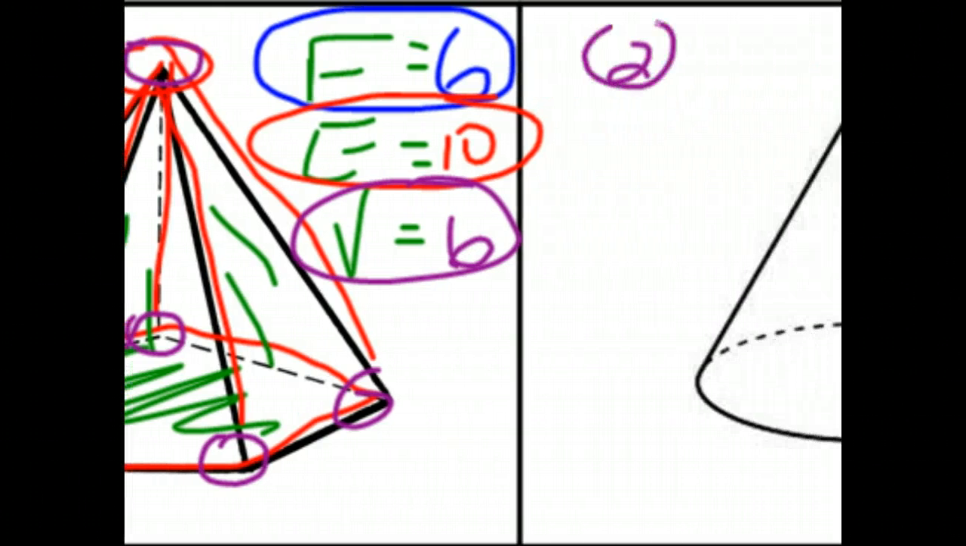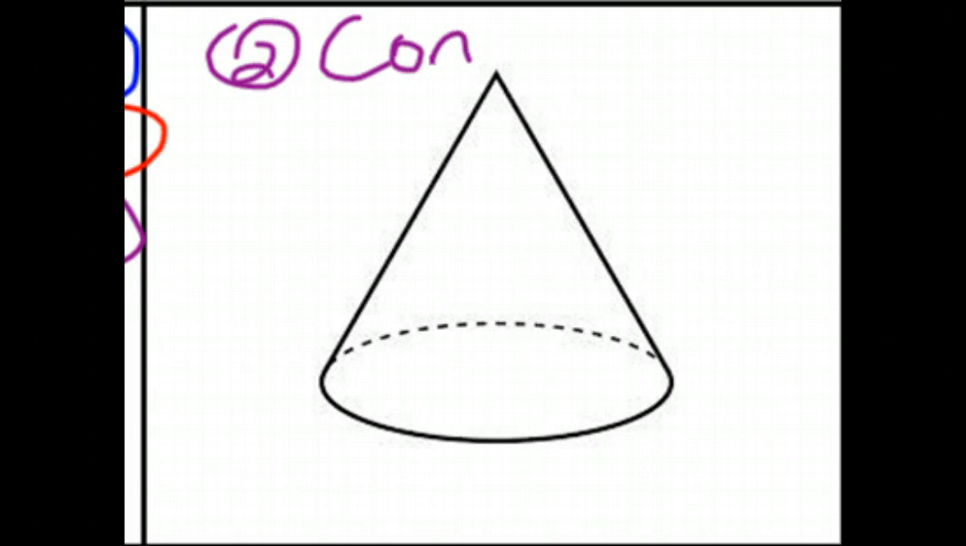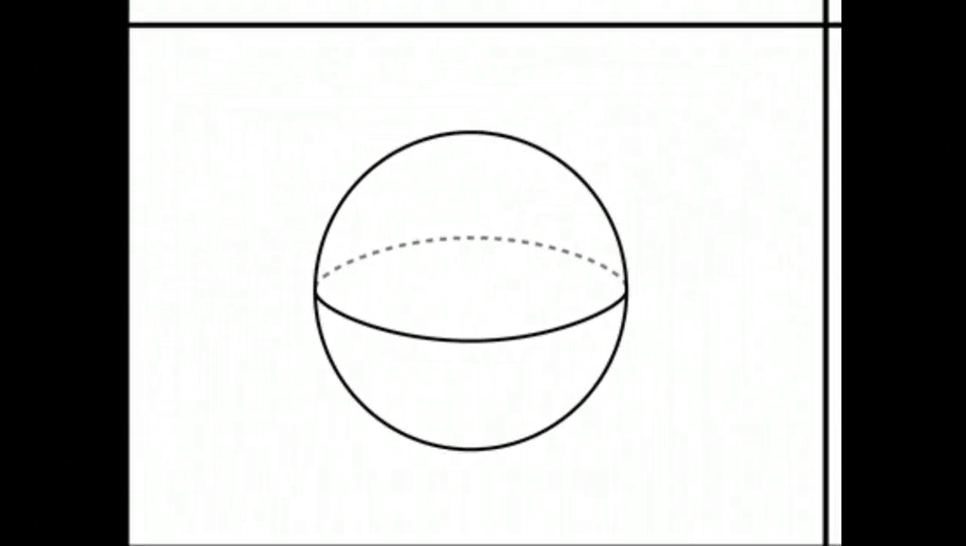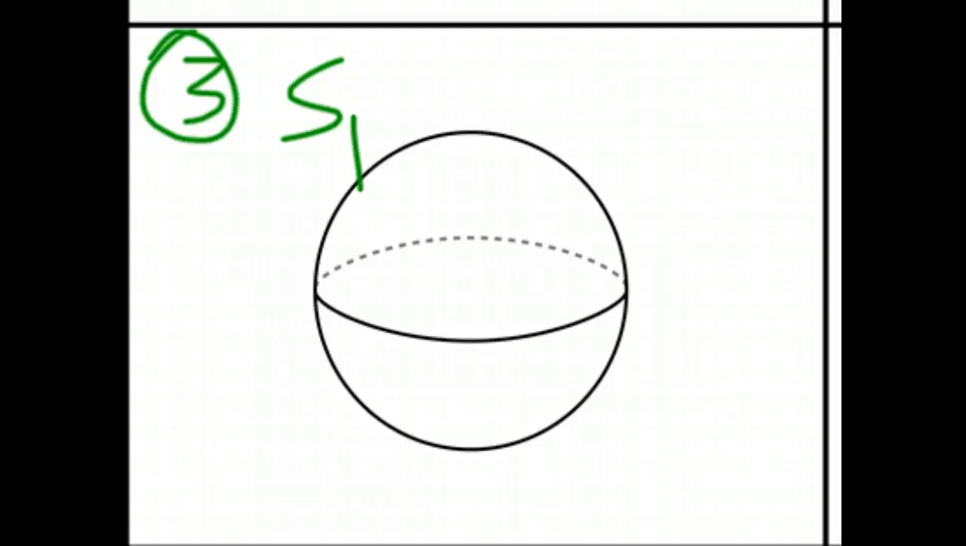Now number 2 is a cone. A cone is not a polyhedron, so we cannot talk about faces, edges, and vertices because those refer specifically to polyhedra. But it's important to notice that this is a cone because it has a circular base, and like a pyramid, it meets at an apex. Number 3, also not a polyhedron because it has absolutely no flat surfaces whatsoever. This is an example of a sphere.